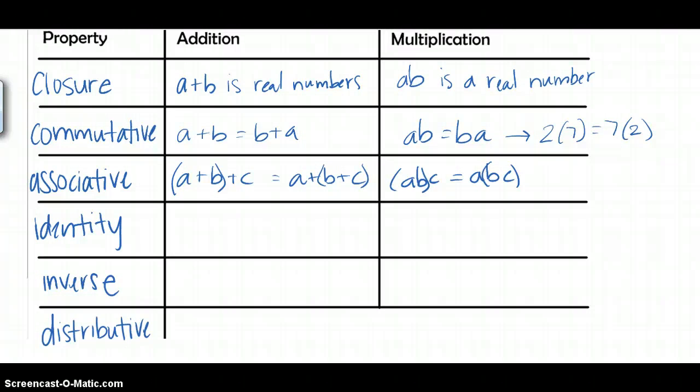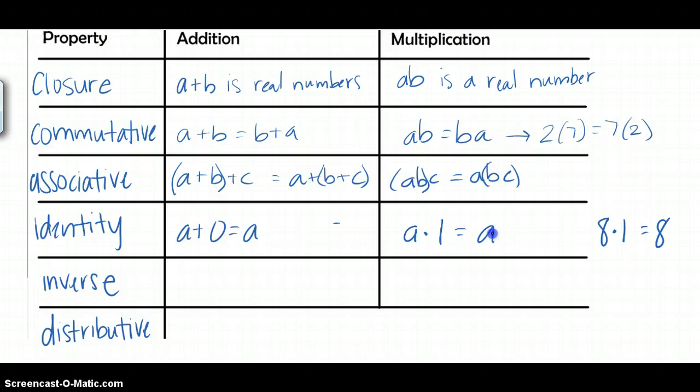The identity property, in addition, says that you can add a 0 and you're going to get the same answer. So if you have 1 plus 0, you're going to get 1 still. So the identity of multiplication, you want to think about, if I have some number, what do I multiply to get that same number? So if I had 8, what do I have to multiply by to get 8? We multiply by 1. So anything times 1 is still itself.